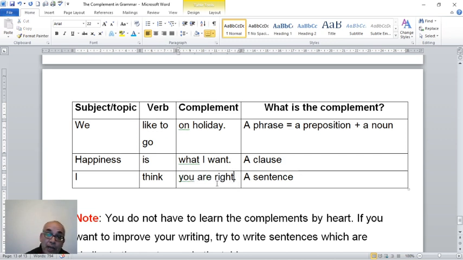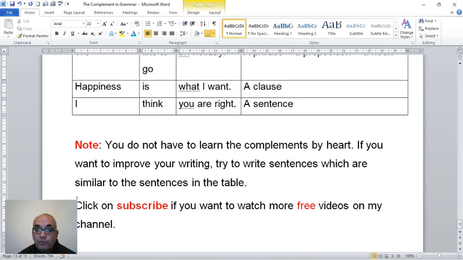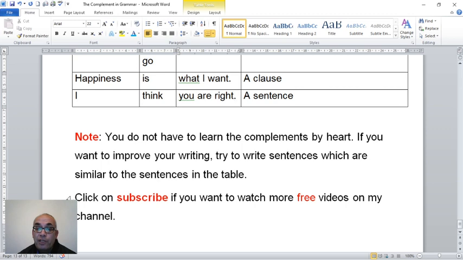So what you can do, you can look at the tables in this video and try to write similar sentences 1 time, 2 times, 3 times until you learn different ways of using a complement. And as I said, the complement is after a verb and it is everything which completes a sentence. Note, you don't have to learn the complements by heart. If you want to improve your writing, try to write sentences which are similar to the sentence in the table, as I said.